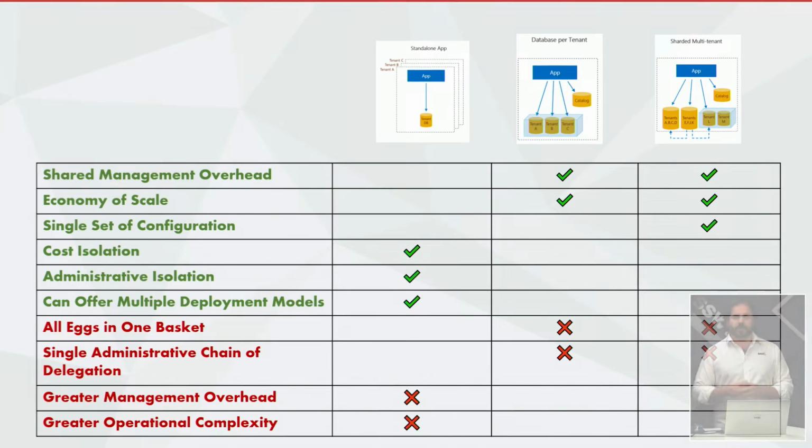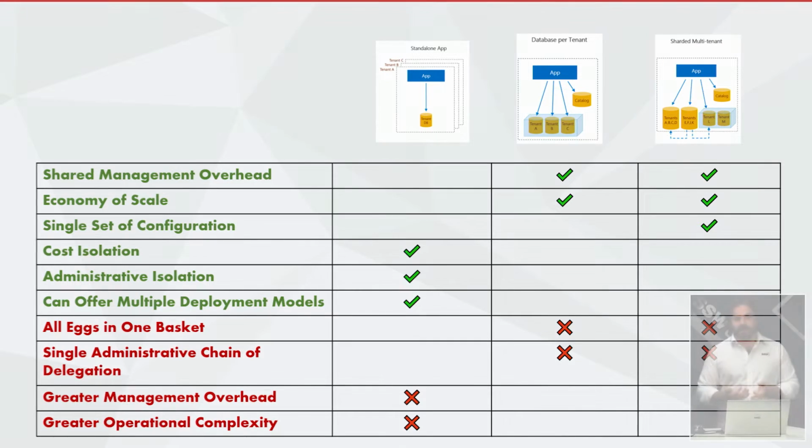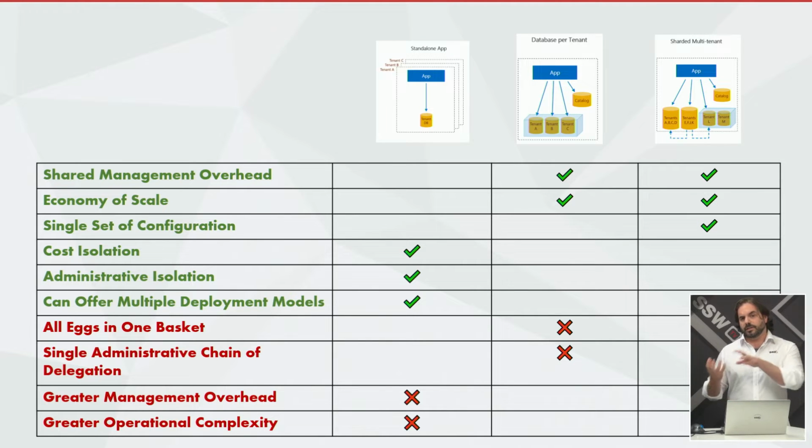So, some of the pros and cons of the different approaches here. You get a shared management overhead with the multi-tenancy model. What that means is that you're running one instance of your application in both of these models, and you're running fewer databases. So that management is shared, that shared management overhead, and that gives you an economy of scale. It costs less money to run more instances of your application. You have a single set of configuration, and this is going to be the core thing that we're going to be looking at this evening. You configure it once and it's done.